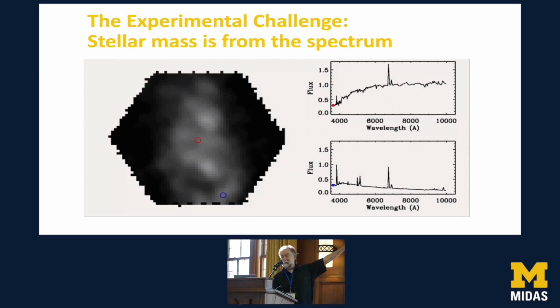Here's a fuzzy blob. This is a galaxy that sits in there, and there's a red circle and a blue circle in there. And these are where I would sit down an optical fiber in an instrument, a very fancy, multi-million-dollar instrument on a $100 million telescope, and I'd collect that spectrum on the right-hand side. And that spectrum is the thing that's going to tell me the stellar mass of this thing, right?